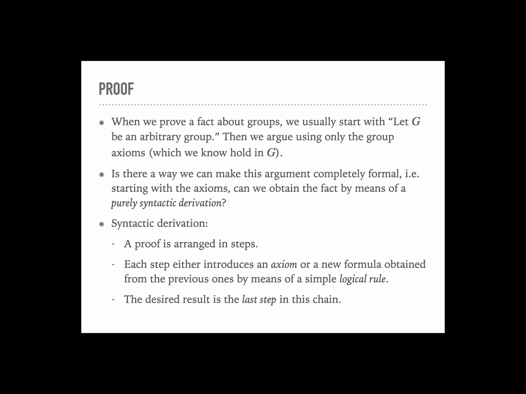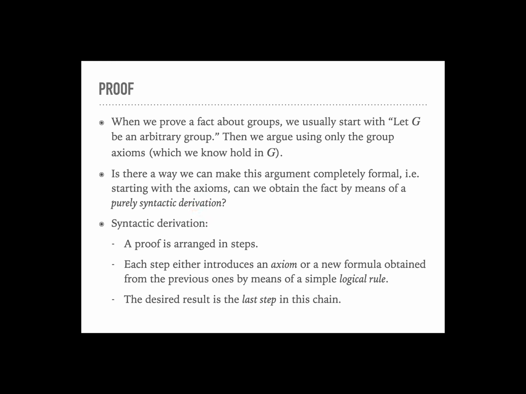We contrast the notion of logical implication with the notion of formal proof. When we prove a fact about groups, we usually start with a sentence like, let G be an arbitrary group. And then we argue using only the group axioms, which we know, of course, hold in G. Now we can ask, is there a way we can make this argument completely formal? That is, starting with the group axioms and other logical axioms, can we obtain the fact that we want to prove by means of a purely syntactic derivation?